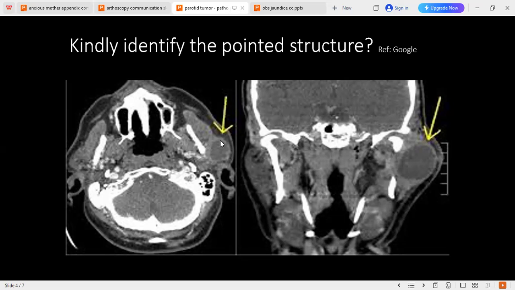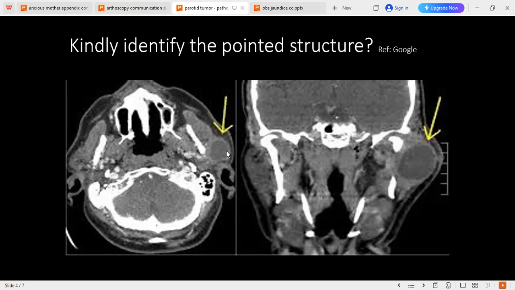Good. Please identify this arrow structure. What kind of image is this, and what are you looking at? This is a CT scan of the head and face showing a hypodense lesion at the left pre-auricular area, which most probably could be a pleomorphic adenoma.